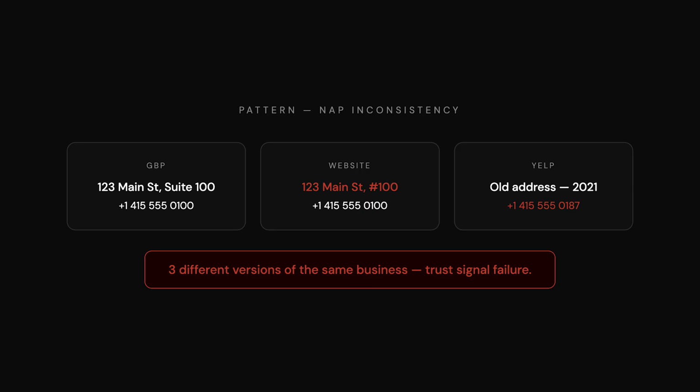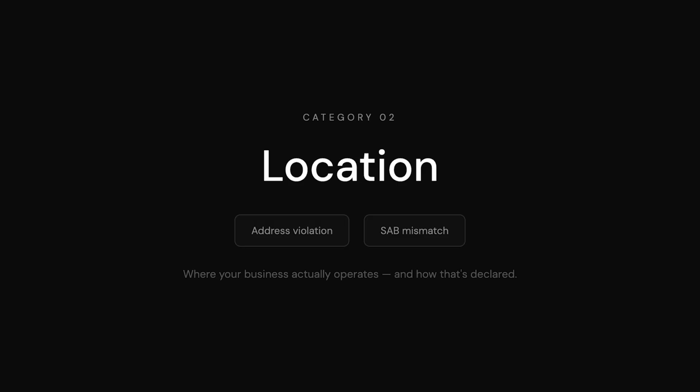There is also another pattern, the NAP inconsistency. Your name, address, phone must be identical across every platform. Your GBP, your website footer, your contact pages, Yelp, Yellow Pages, every directory. A business moves office, they update their GBP and their website, but forget about the 40 directories that pulled their old data years ago. Google cross-references all of them, and when 3 different versions of the same business are found, it's a trust signal failure.